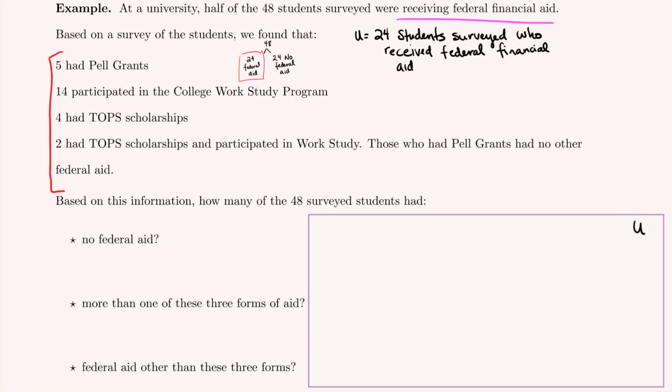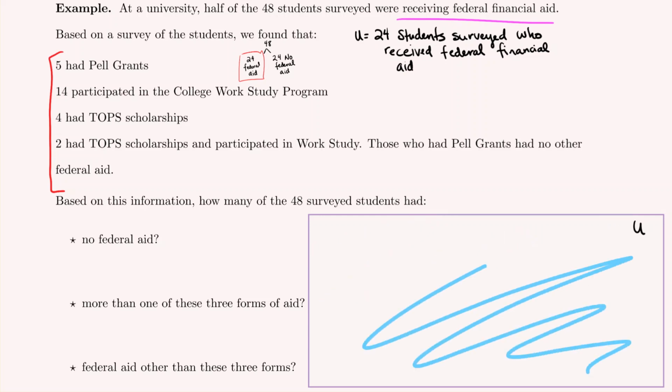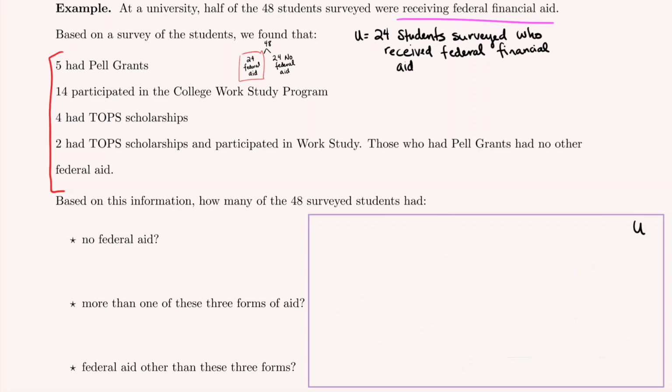And we know whatever I write in here, in all, there should be 24 people at the very end of things. So let's go through the information given and see what types of federal aid were mentioned. The first one was the Pell Grant. Let's let P be Pell Grant recipients. Next is the college work study. So let's let W be college work study, students who have that.